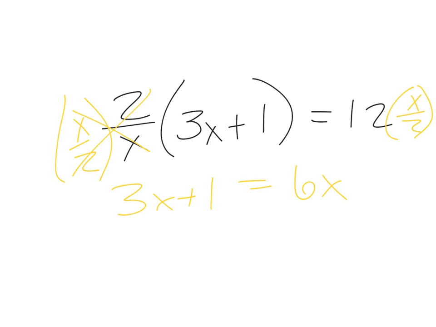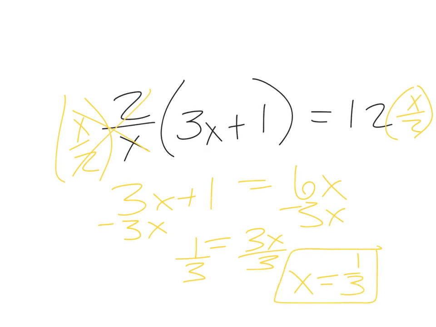12 times x is 12x, and then divide by 2. Oh, that's true. It's 6. And then you can say minus 3x. So then I have 1 equals 3x divided by 3. So x actually equals 1/3.